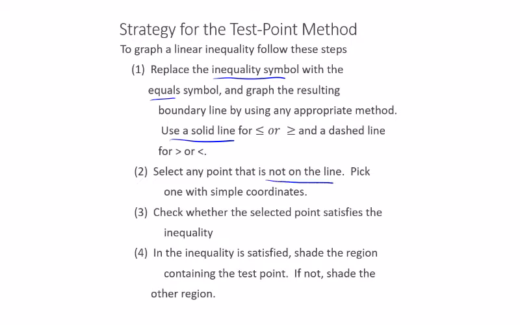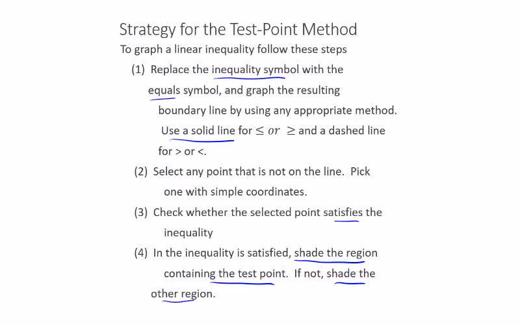So just pick any coordinates. I would get one with simple coordinates, one that is easy to plug in, easy to evaluate, and then check whether the point satisfies, like we did on the first example in the video. So check whether it satisfies. If it does, then shade the region containing the test point. If it doesn't, then shade the other region.